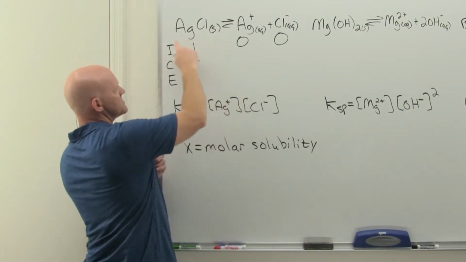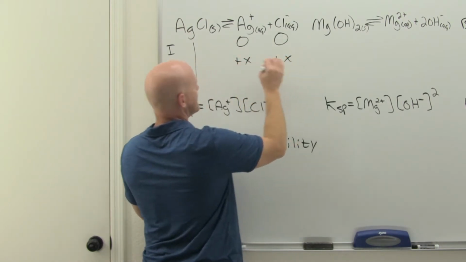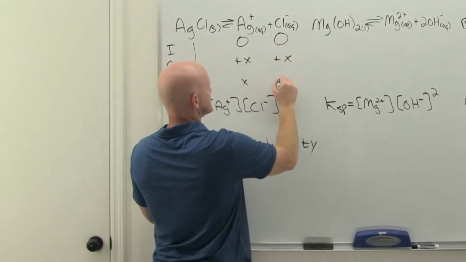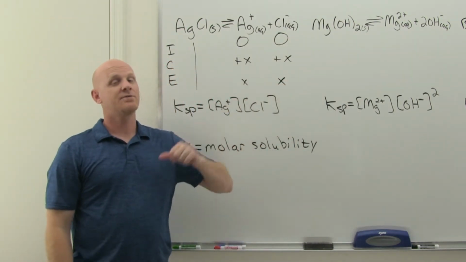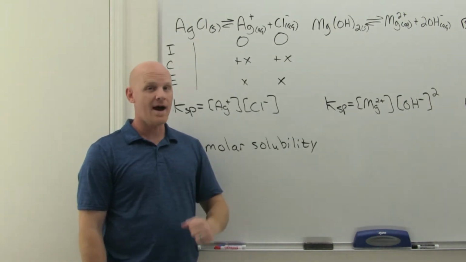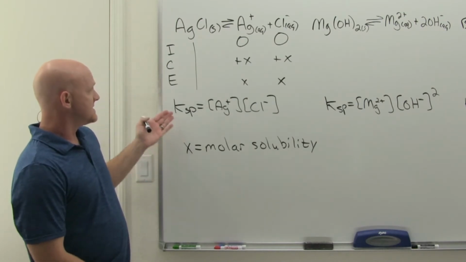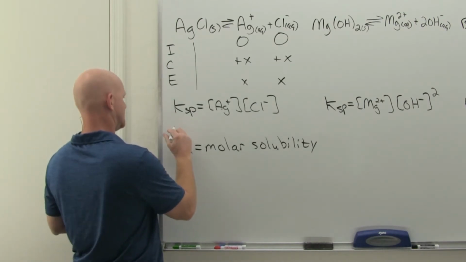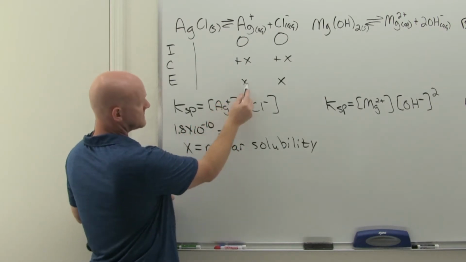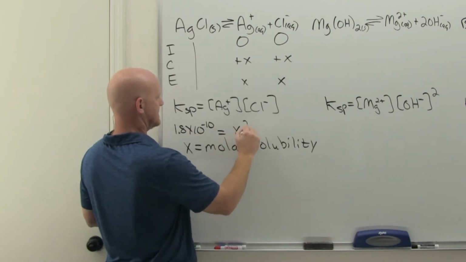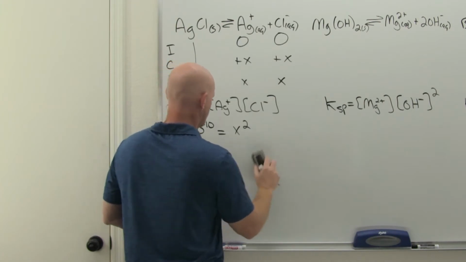And again, technically we don't usually show the changes or any of the stuff for a solid, so I'm going to leave that out, but we'll have plus x, and 0 plus x is x, and 0 plus x is x. And so now I'd have the equilibrium concentrations, but the key is that if they're asking you for the molar solubility, they're asking you to solve for x from the ICE chart. Okay, so in this case, we can see the Ksp is given as 1.8 times 10 to the negative 10, and that's going to equal x times x, or simply x squared. And so from here, all we do is take the square root, and we're good to go.